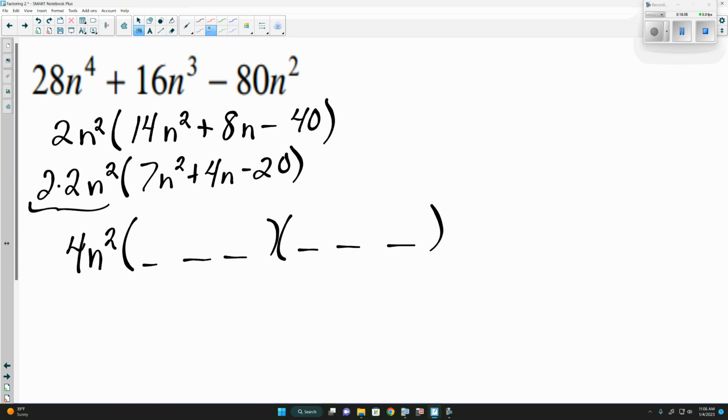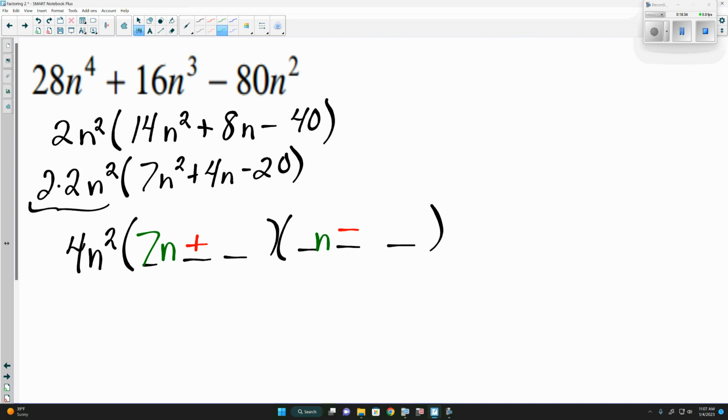Now, since the third term inside the parentheses is negative, our signs are going to be opposite. One's positive, one's negative. Now we need to find the factors of the first and third terms. Well, we'll have n and n. And I'll plug the 7 in one of the spots. Did y'all plug it in the first one? Yeah.